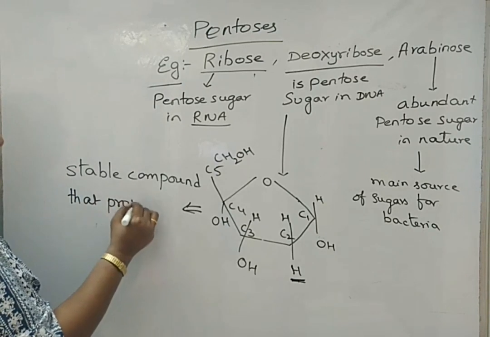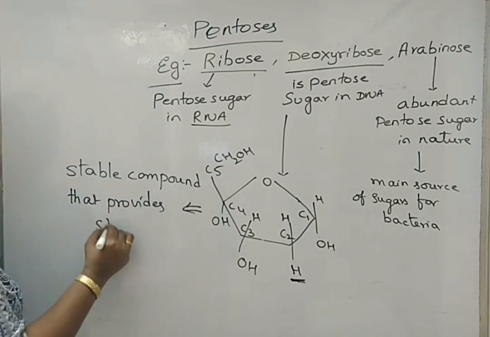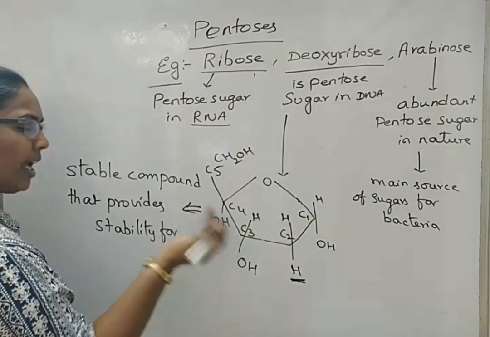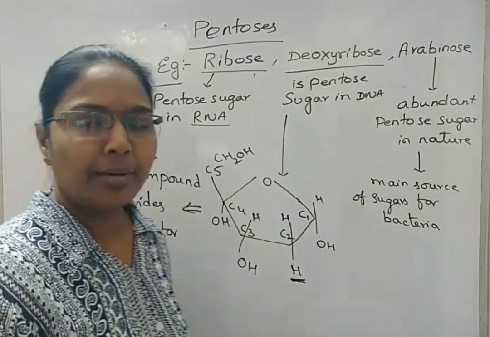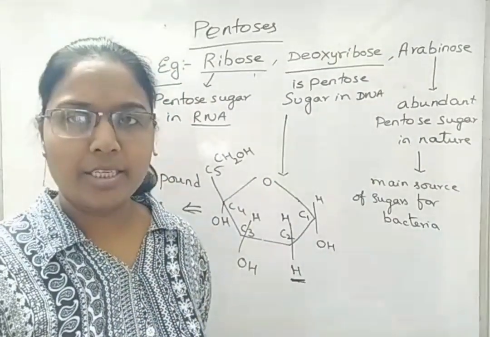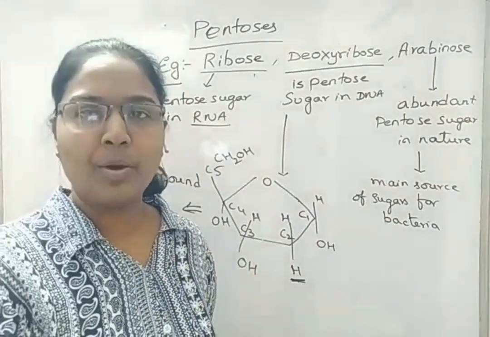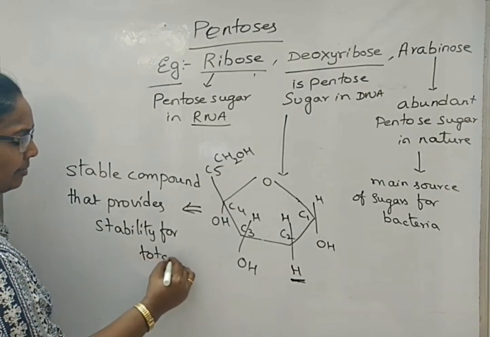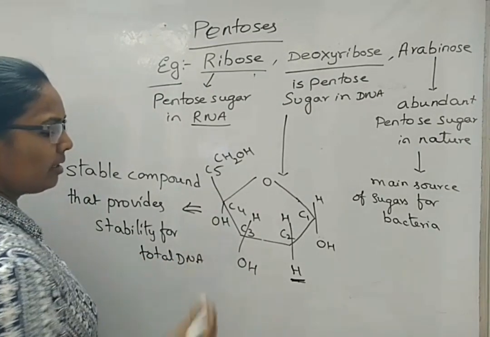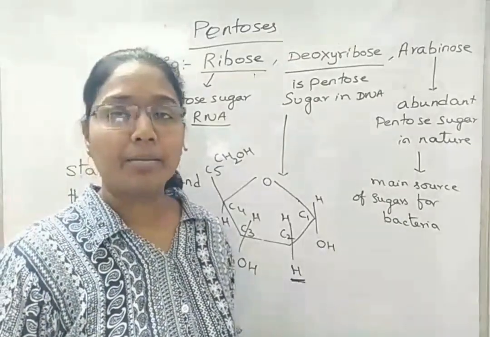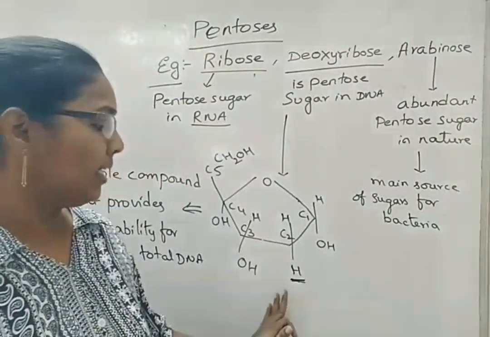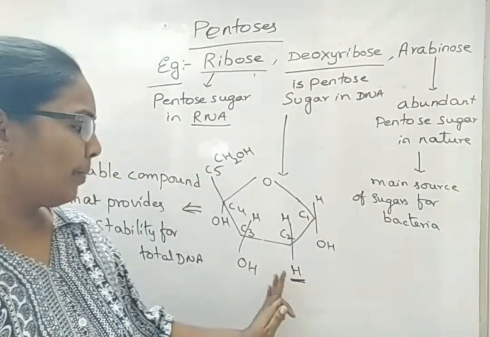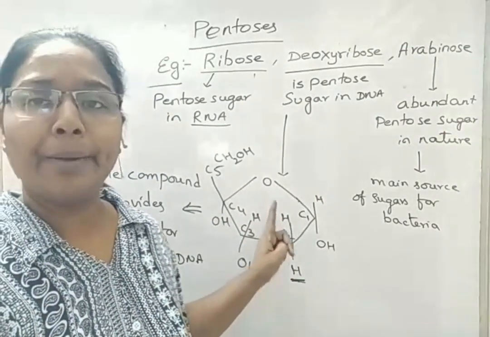That provides stability for DNA. Means if any other metal comes nearby, the structure is not going to break down its bonds which are present within the total DNA. Means if any water molecule comes nearby, still the bonds are not getting broken down. The structure is being strictly maintained by the deoxyribose pentose sugar.